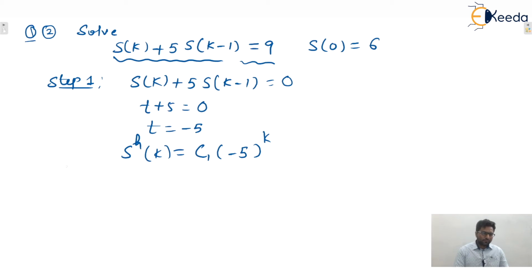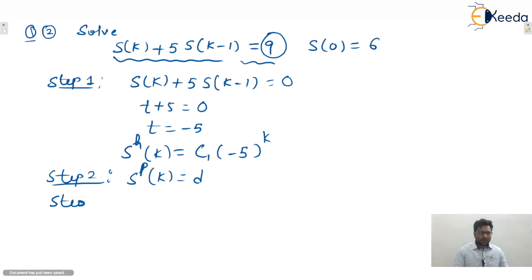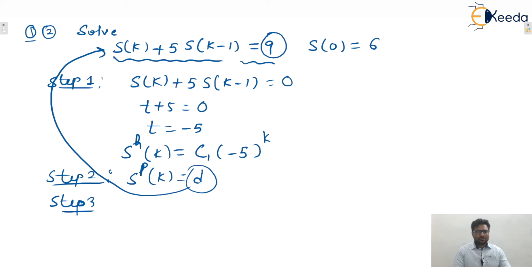Isn't it? Now what will be step 2? Choose the trial particular solution. The right hand side is constant, so the particular solution will be only a constant. Let's say that is D. And step 3 is what? Put this particular solution in the given recurrence relation.